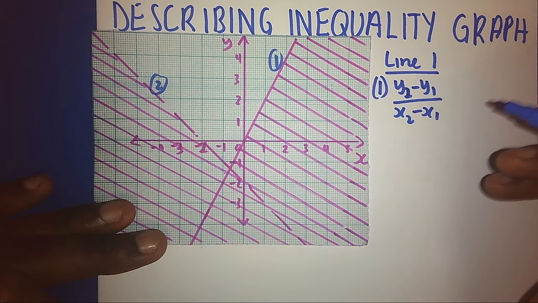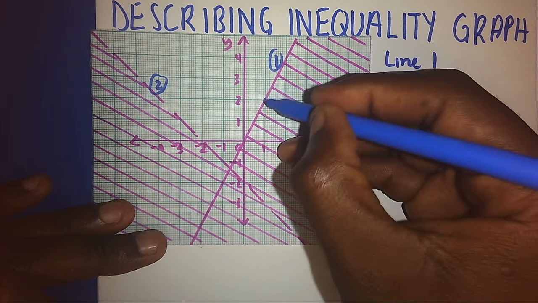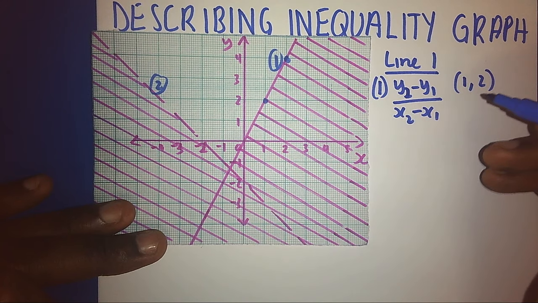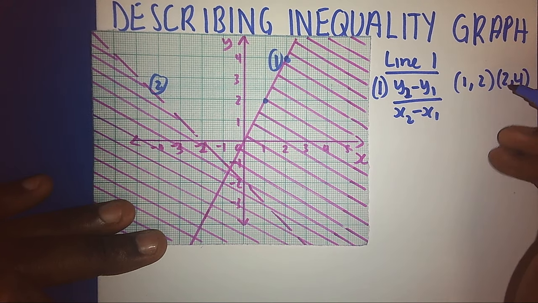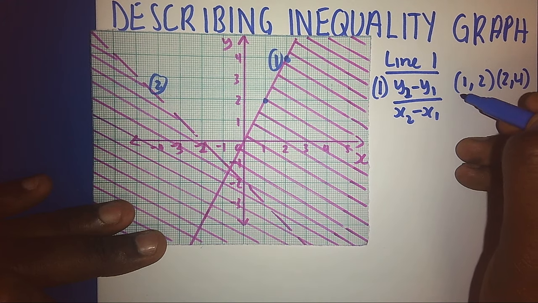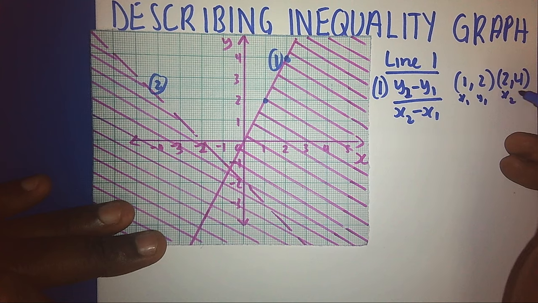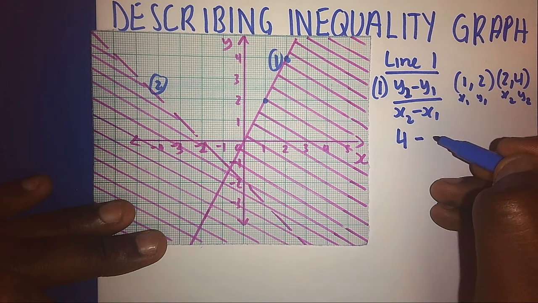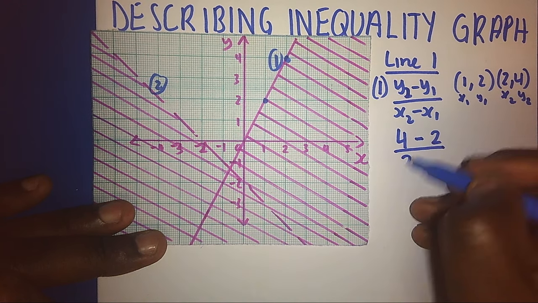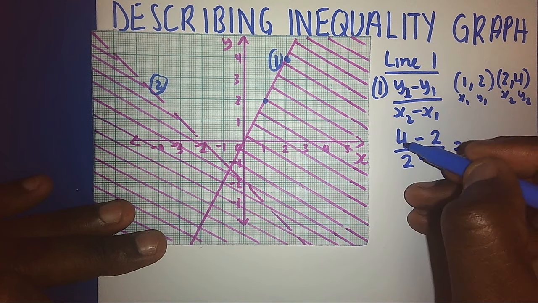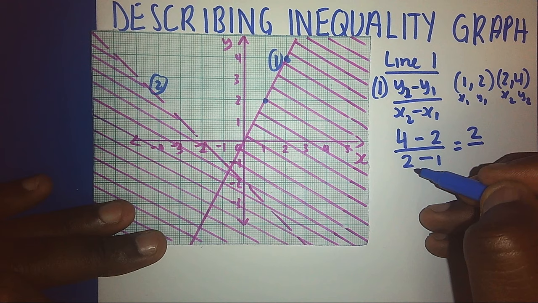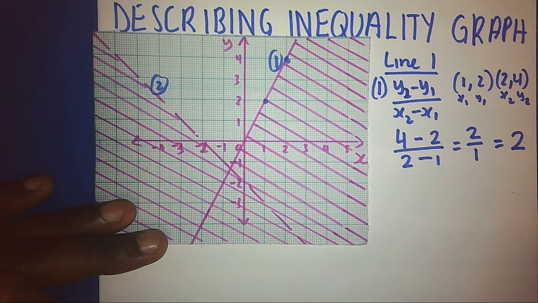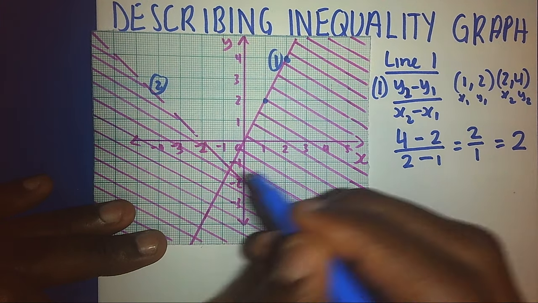So, let's pick 2 points from the line. This point is (1, 2), and this other point there is (2, 4). Let this act as our x1, y1, x2, and y2. So I will substitute: 4 minus 2 over 2 minus 1. 4 minus 2 is 2. 2 minus 1 is 1, giving me my gradient as 2. My gradient is already obtained as 2.